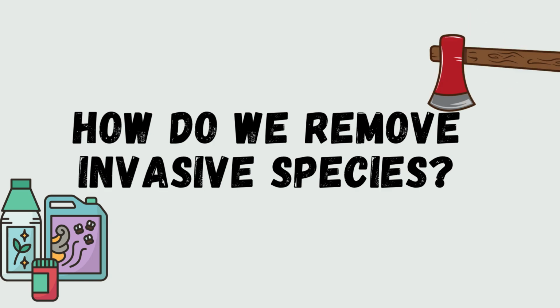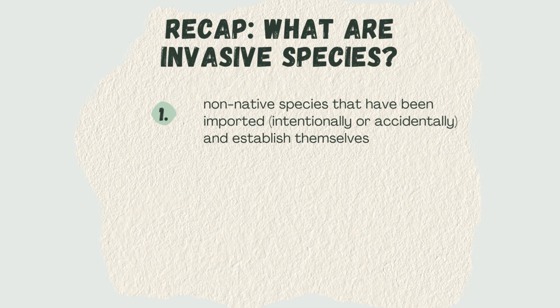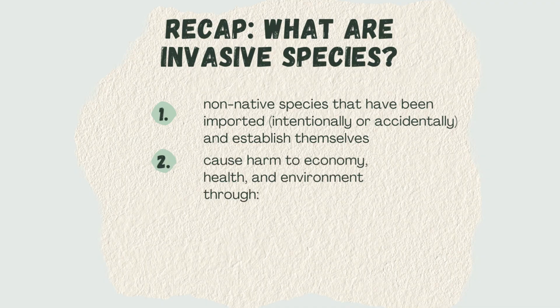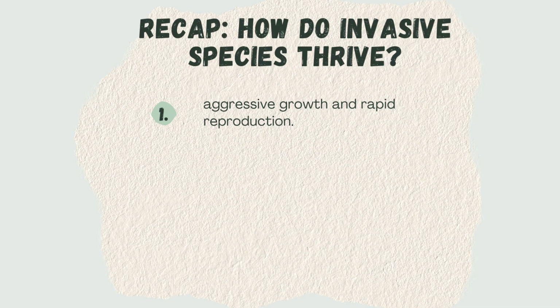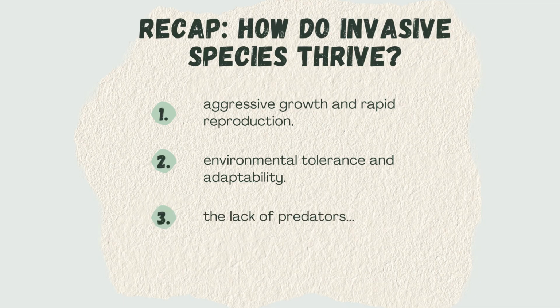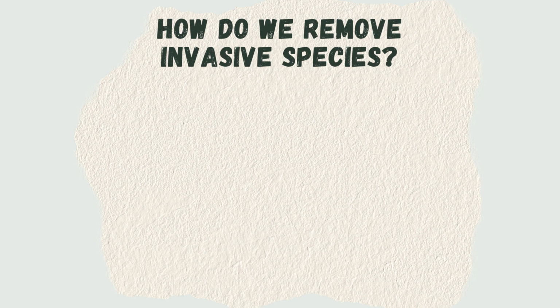How do we remove invasive species? An invasive species is defined as a non-native species that has been imported and established, and causes harm to economy, health, and the environment through rapid reproduction and aggressive growth, adaptability and environmental tolerance, and the lack of predators. Invasive species thrive due to their aggressive growth and reproduction, environmental tolerance and adaptability, and their lack of predators. So how do we remove invasive species?